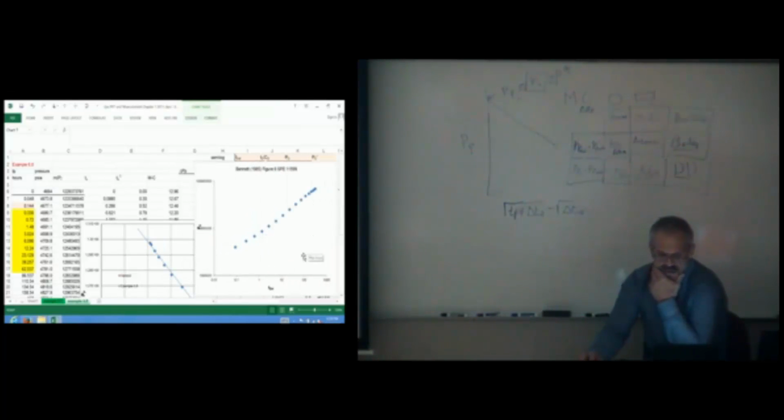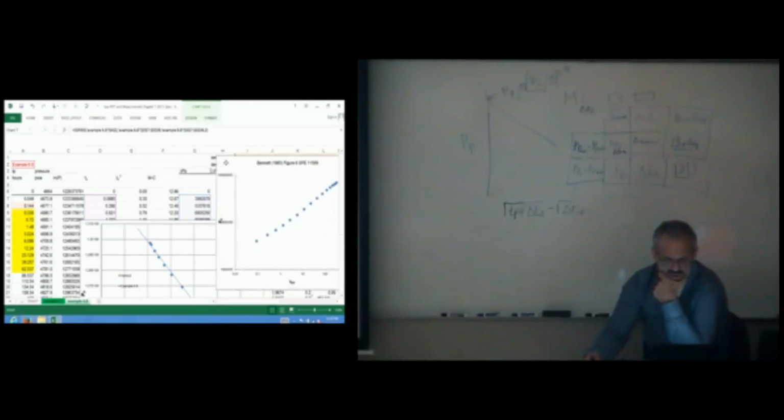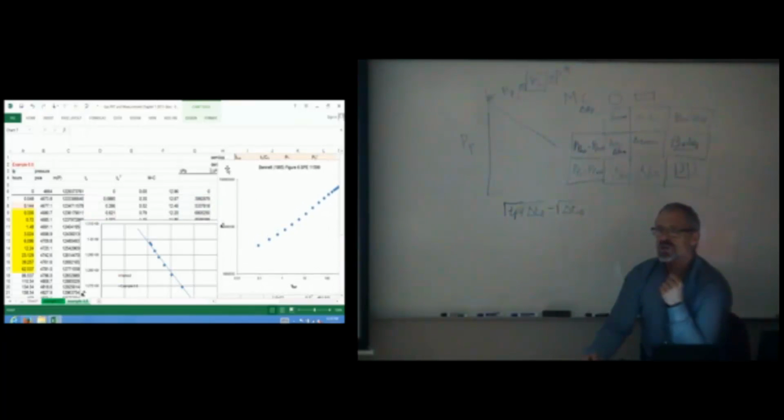Okay, is this going to be helpful? I didn't calculate anything. I used a log-log type curve, copy-pasted it, got rid of the Bennett type curve in the background, and plotted my raw data, delta T, delta pseudopressure.